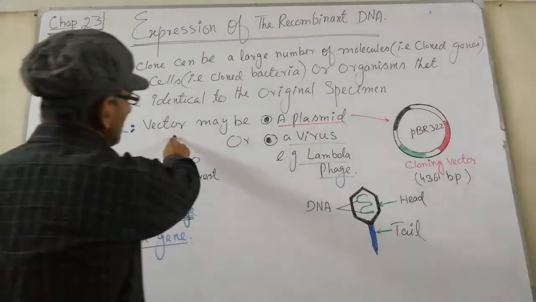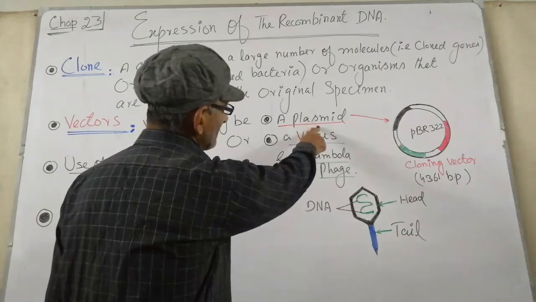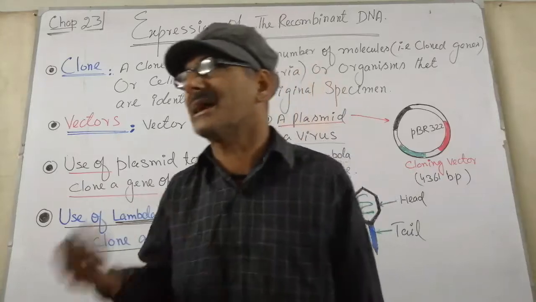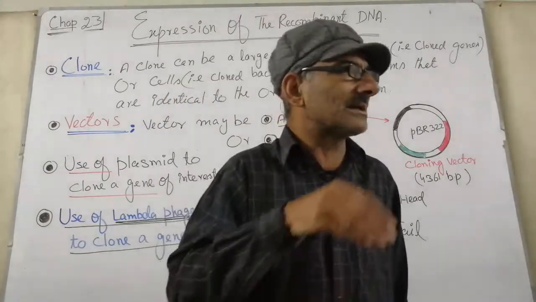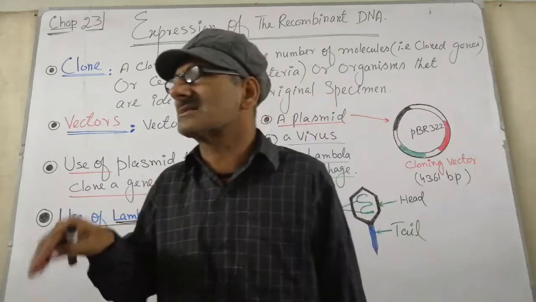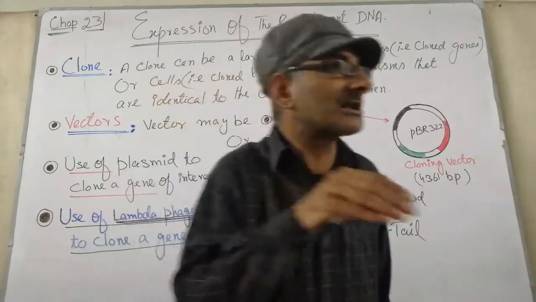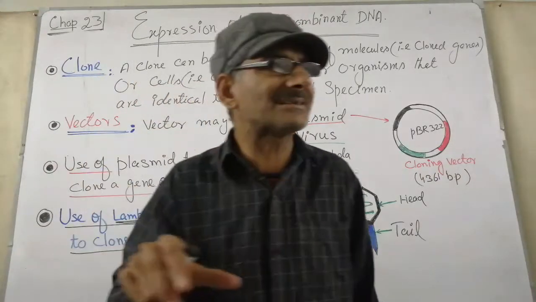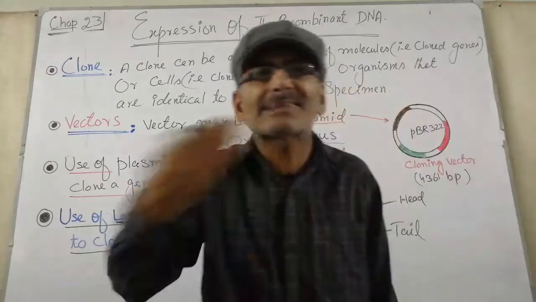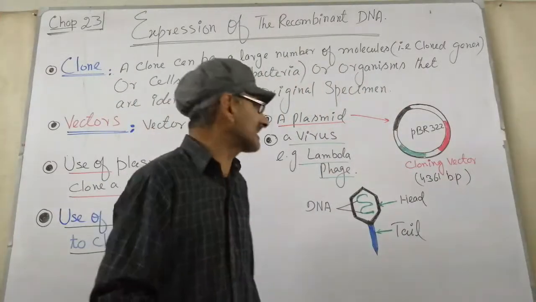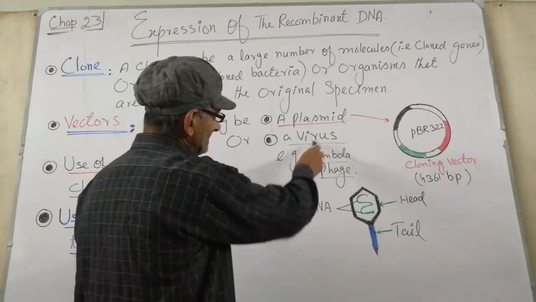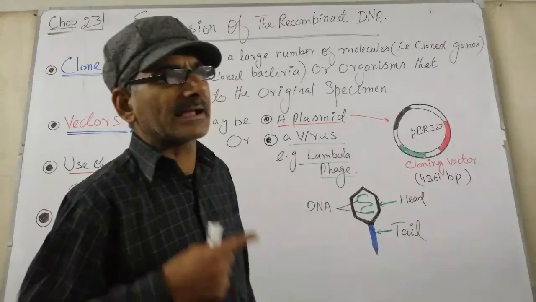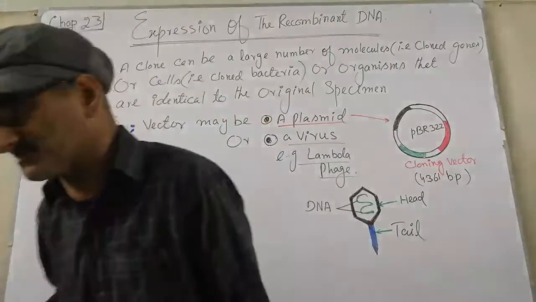Vectors. Vector may be a plasmid. Plasmid is an extra chromosomal DNA which is present in the bacterium. This is the cloning vector. This is the circular DNA in which antibiotic resistant genes are present. This can act as a vector. And the second type of vector is the virus, which is the lambda phage. The DNA of the lambda phage can be used as a vector.